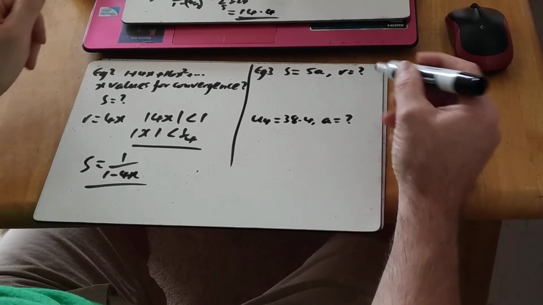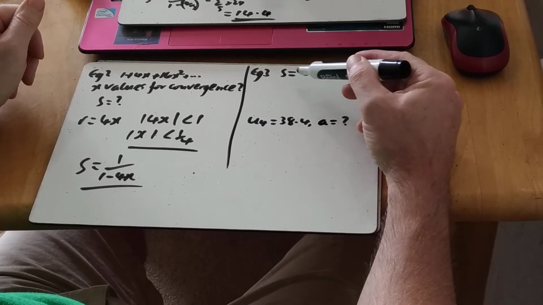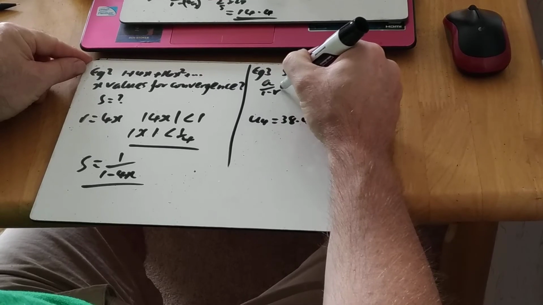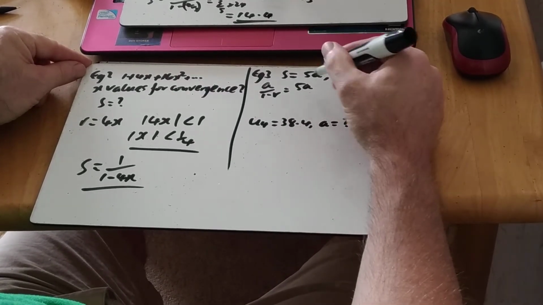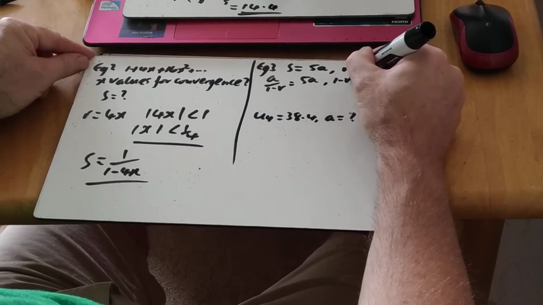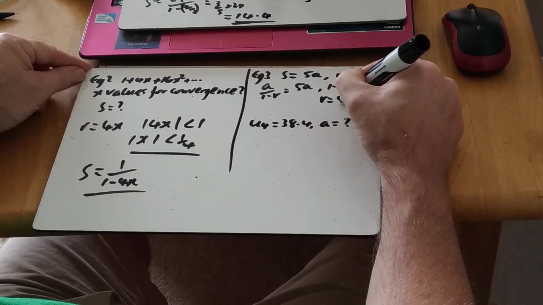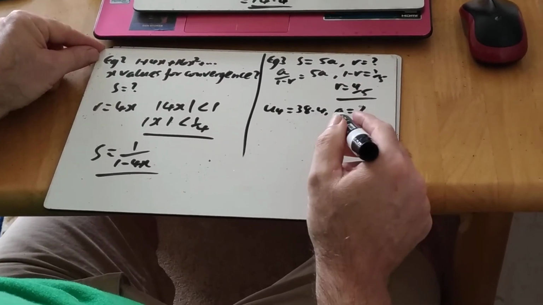The third example says that the sum to infinity is 5 times the first term. So I've shortened it as S equals 5a. So I can say that a over 1 minus r equals 5a. The a's will cancel out and say 1 minus r is 1 over 5. So r is 4/5. Nice and straightforward. And we can use that to find other information now.